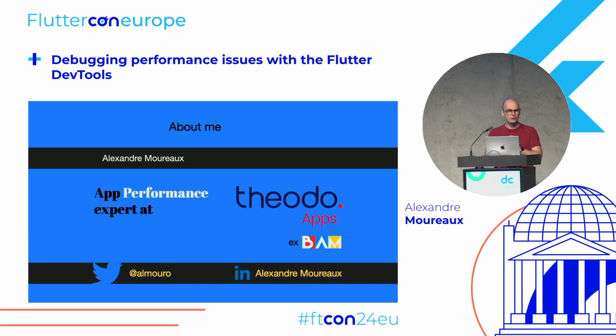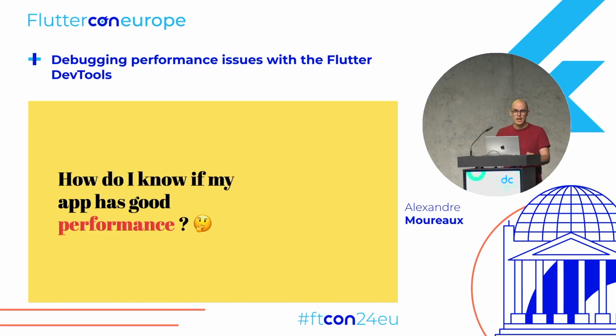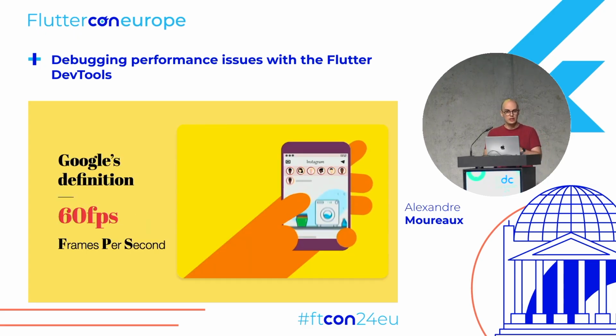So I want to start us off today with a question. And the question is, how do you know if your app has good performance? If you Google that question, you will find a video by Google, actually, telling you that your app should run at 60 FPS, 60 frames per second.